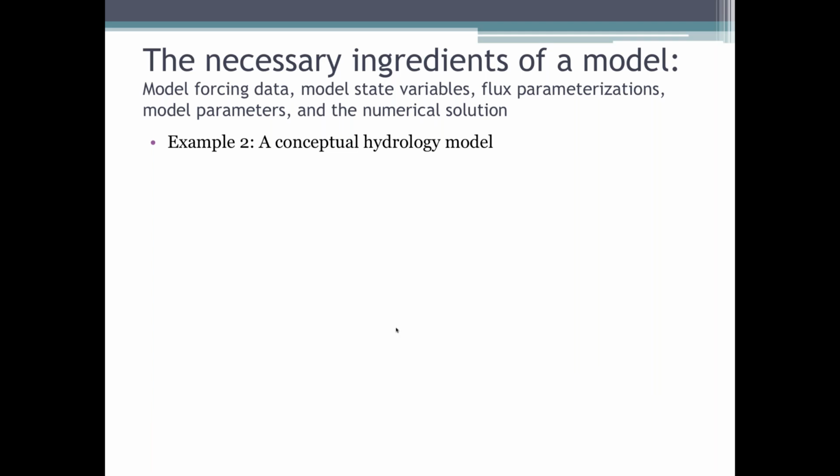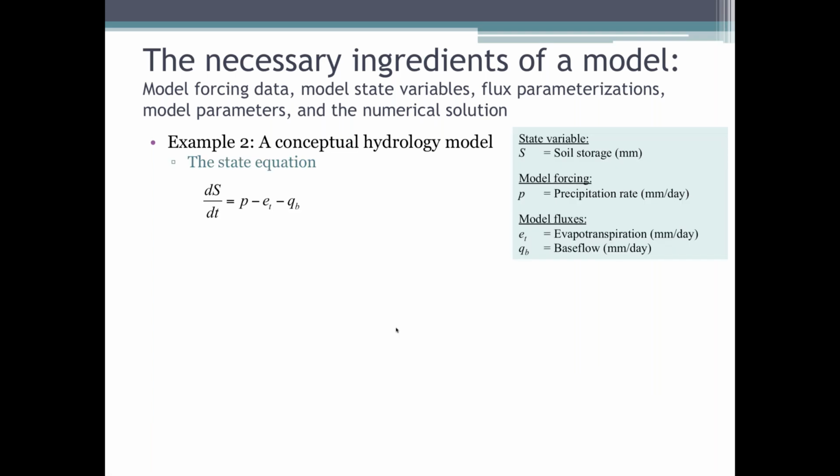So we can diagnose this in the same way. So we've got a state equation. So S here, soil storage, water stored on the landscape in millimeters. Our model forcing, P is the precipitation rate, millimeters per day. ET is evapotranspiration, millimeters per day. And Q is base flow in millimeters per day.